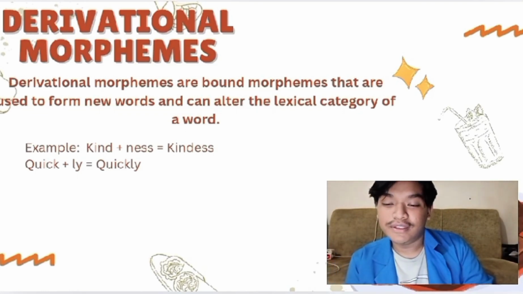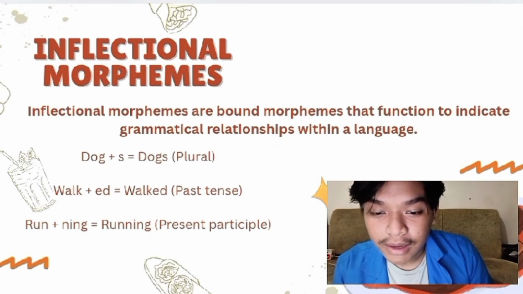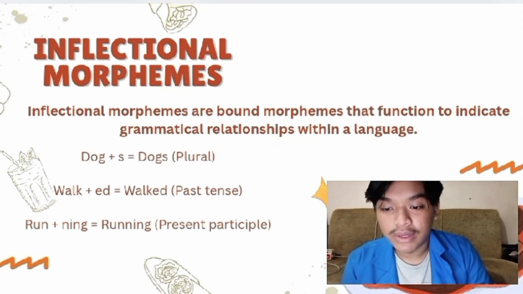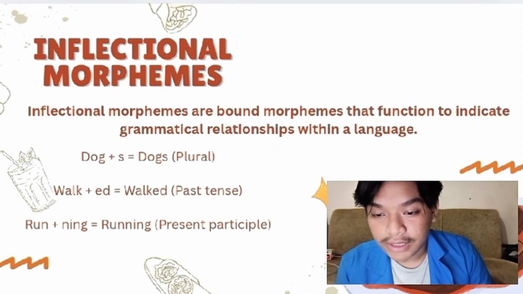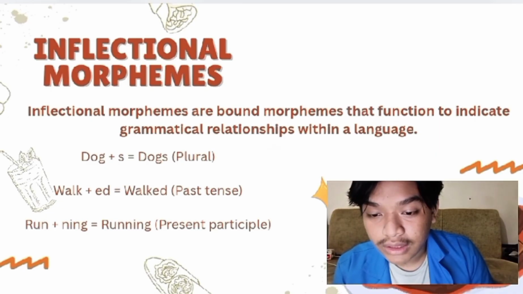The second is inflectional morphemes. Inflectional morphemes are bound morphemes that function to indicate a grammatical relationship within a language. For example, dog plus s is dogs, which means plural. Walk plus ed is walked, past tense. Run and running, present participle.